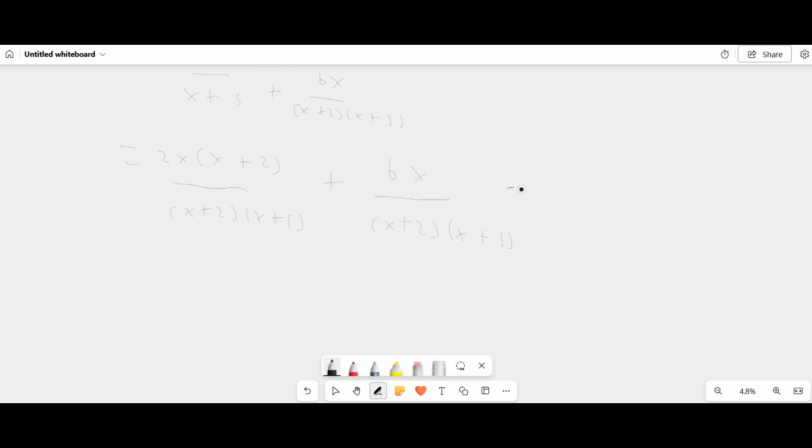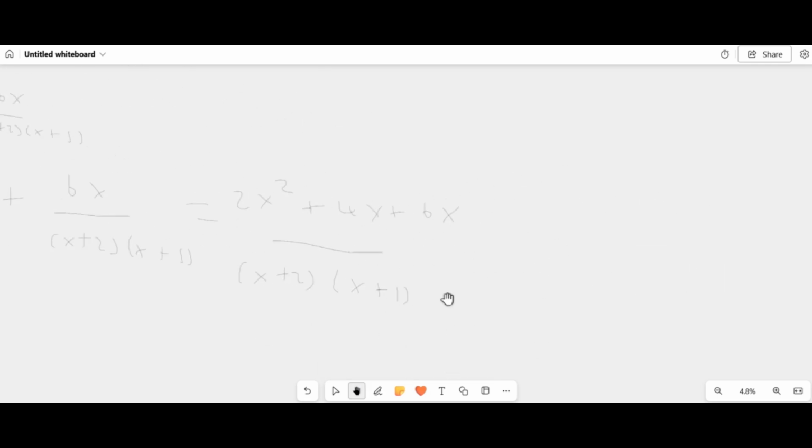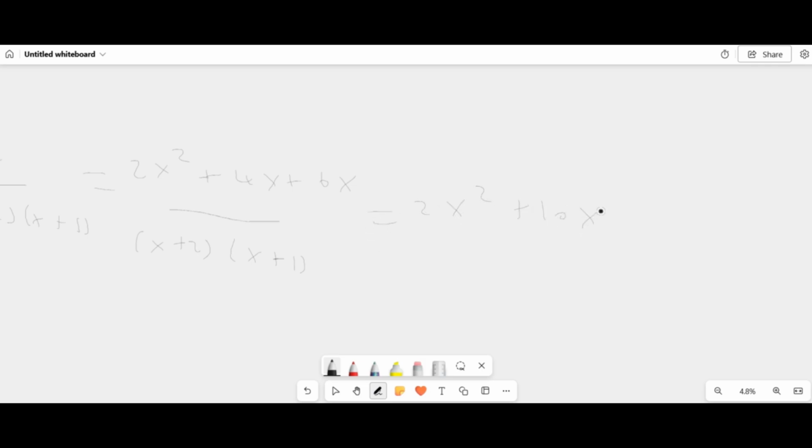you just need to combine that. So 2x times that: 2x times x is 2x squared, 2x times 2 is 4x, and then plus 6x, all of that over x plus 2 times x plus 5. Alright, cool. And that's going to be 2x squared plus 10x over x plus 2, x plus 5.